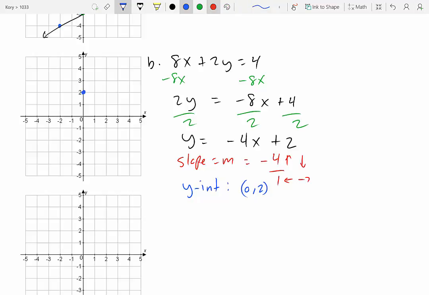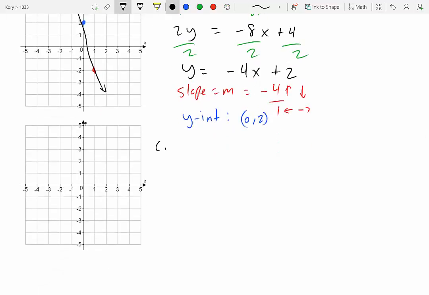And then we're going to use the slope to plot 2 more points. So I'm not going to go up. I don't have space. So I'm going to go down 4, right 1. And see how I don't have space to put another dot? In this case, you can go ahead and just do 2, and it's completely fine. Moving on to C.